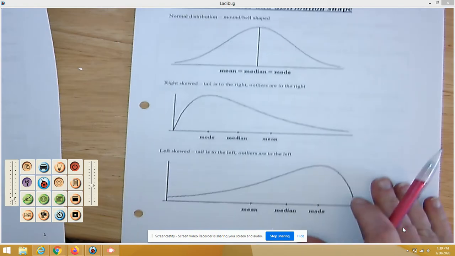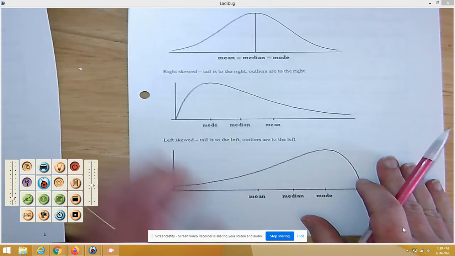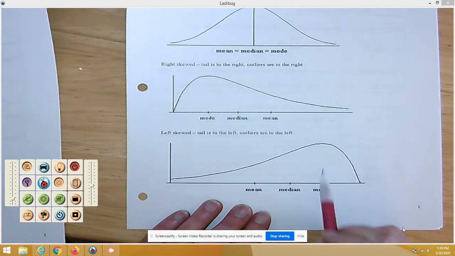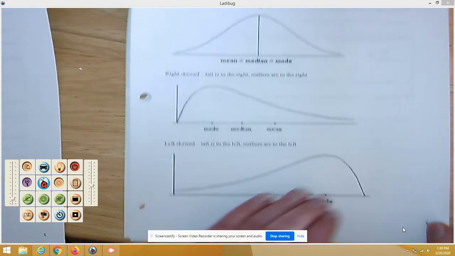And then kind of the reverse happens if it's left skewed. So the mode is always by the hump. The median will move a little bit, but the mean will move the most. Okay, so now I'm going to go to page 2.